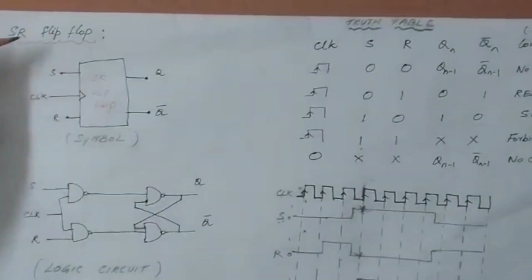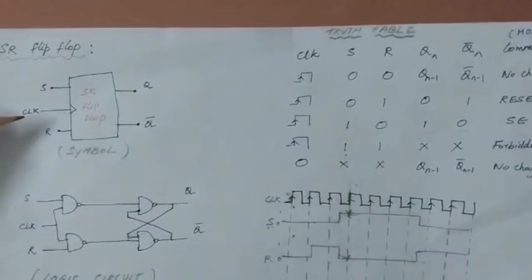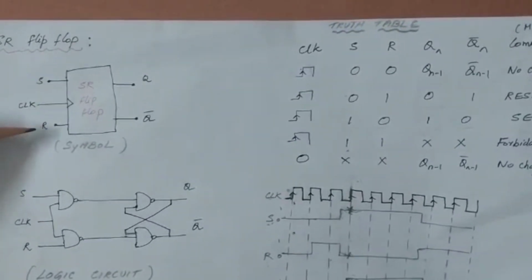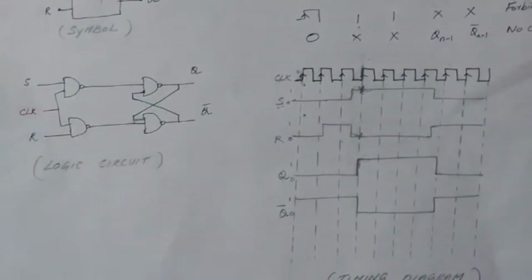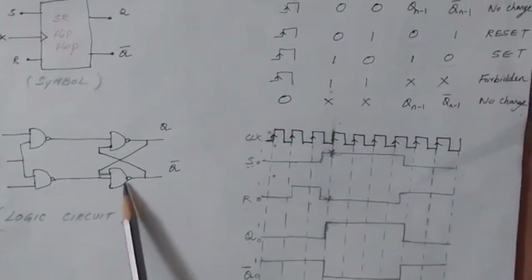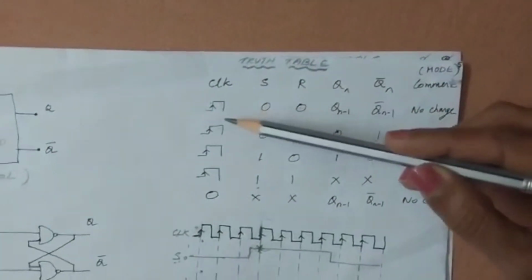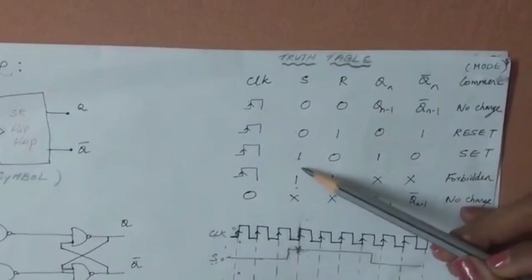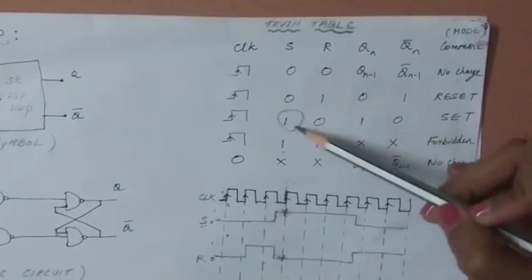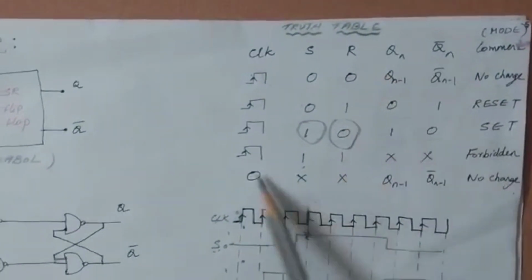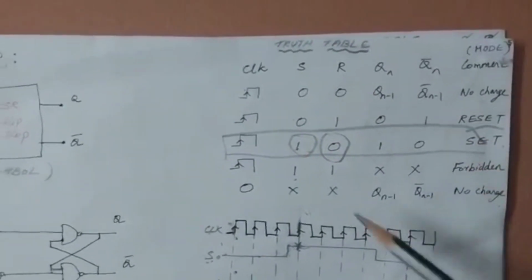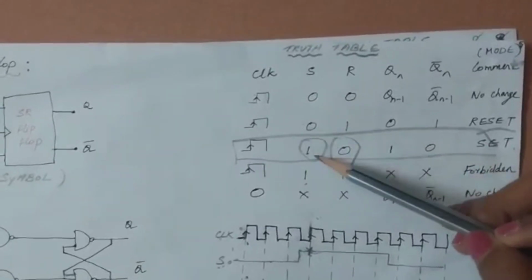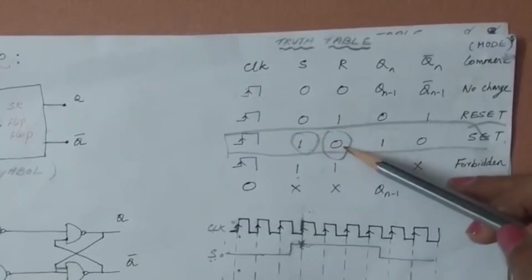So this is an SR flip-flop. Here S stands for set and R stands for reset. This is the logic circuit diagram using NAND gates. Don't forget to put the bubble here. In the SR flip-flop, only if there is a clock, and only if there is a 1 in S and 0 in R, only for this combination is the flip-flop in set position. So only if S is equal to 1 and R is equal to 0.